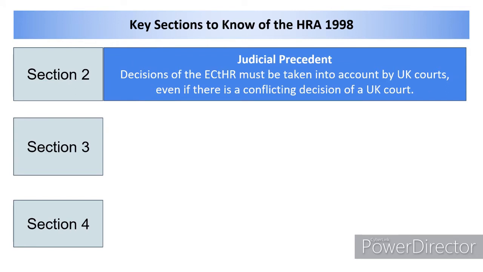Section 2 of the Human Rights Act is about judicial precedent. What it says is that decisions of the European Court of Human Rights must be taken into account by UK courts. So if an appeal court finds a precedent is in conflict with a decision made in the European Court of Human Rights, then they need to follow the European Court of Human Rights precedent rather than their own. However, this is just for the appeal courts. A lower court will still follow domestic court precedent.